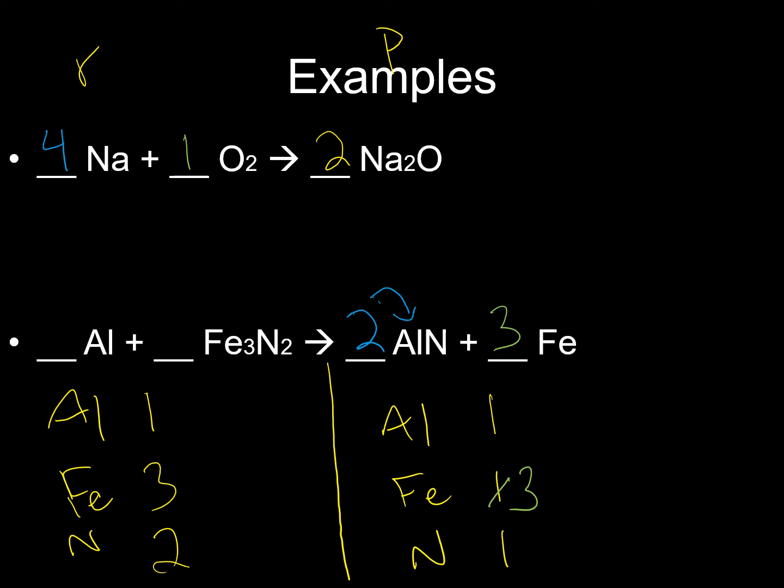That 2 is going to go to the Al and make it into a 2, and it's going to go to the N and make it into a 2 as well. And then my last one is going to be over here. I'm going to need to put a 2 in front of the Al to make that into a 2. And then everything else is balanced, so I can put a 1 in the last one to show that I'm finished.